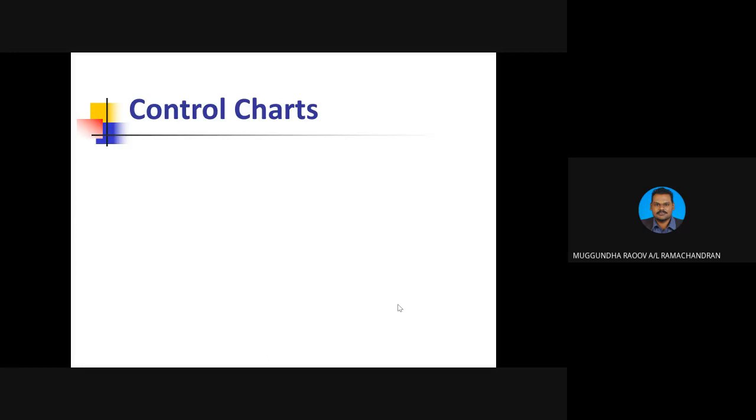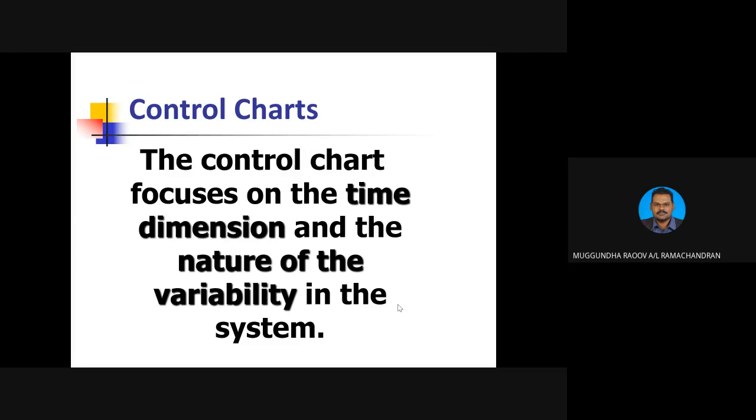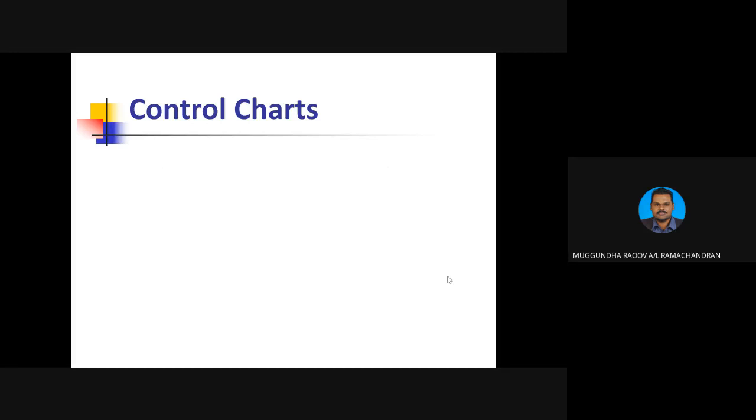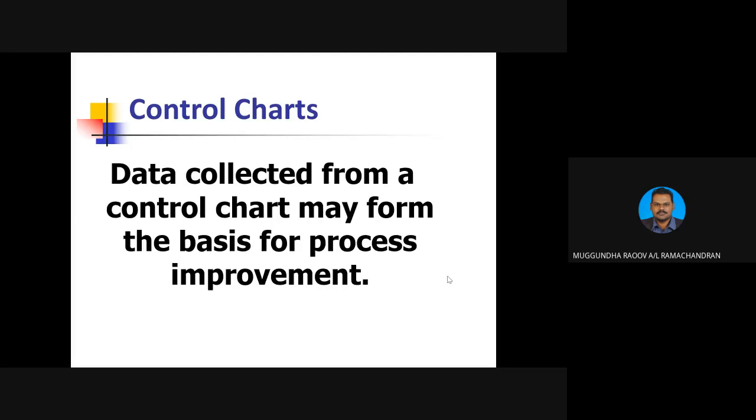Now, the use of a control chart focuses on the time dimension and the nature of the variability in the system. A control chart may also be used to study past performance and to evaluate present conditions as well. Data collected from a control chart may form the basis for improvement. Basically, class, whatever data we get from the control chart, they will use for improvement purposes.